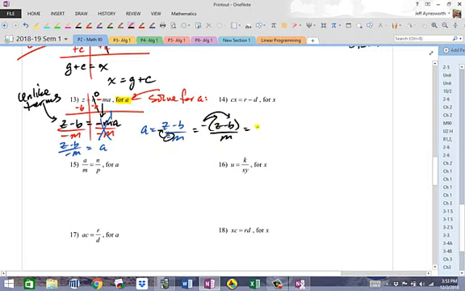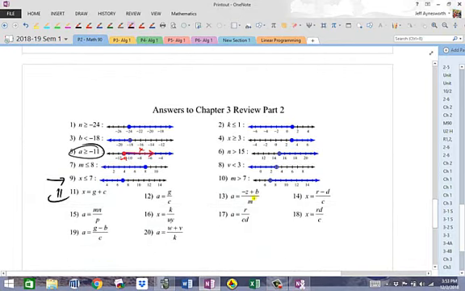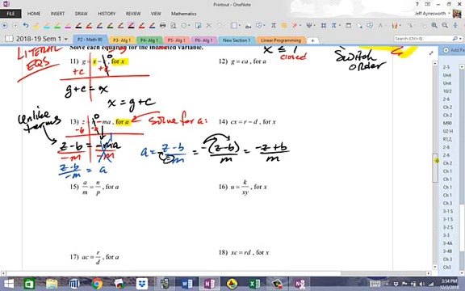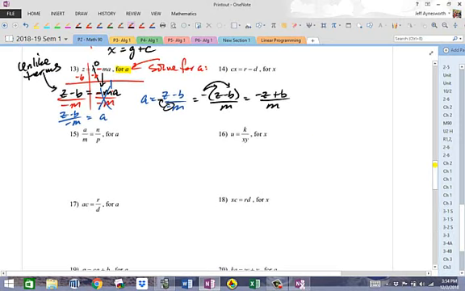Negative times z is negative z. Negative times a negative is a positive, so you get plus b divided by m. And guess what? When you check it, right here, you get negative z plus b divided by m. So I know that I got 13 right. Sometimes when you check your work, the answers may look a little different because answers can be expressed in different ways, even though they are equal. So they're equal even though they look a little bit different.